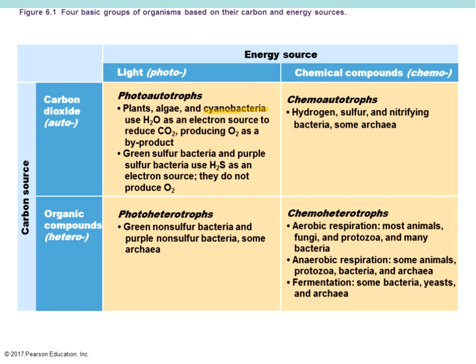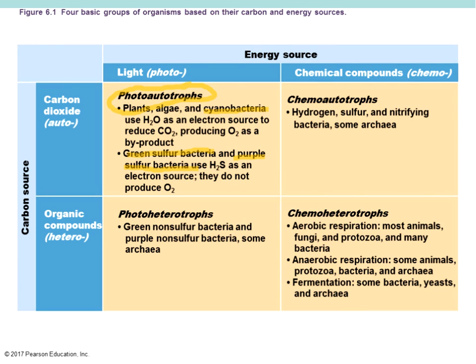We also have green sulfur bacteria and purple sulfur bacteria. Unlike the cyanobacteria, they don't use water, they use hydrogen sulfide as an electron source, and as a result of using hydrogen sulfide, they don't give us this oxygen byproduct. So they're going to be considered anoxygenic photosynthesizing organisms. But both cyanobacteria and the green sulfur bacteria and purple sulfur bacteria fit underneath this category as a photoautotroph.